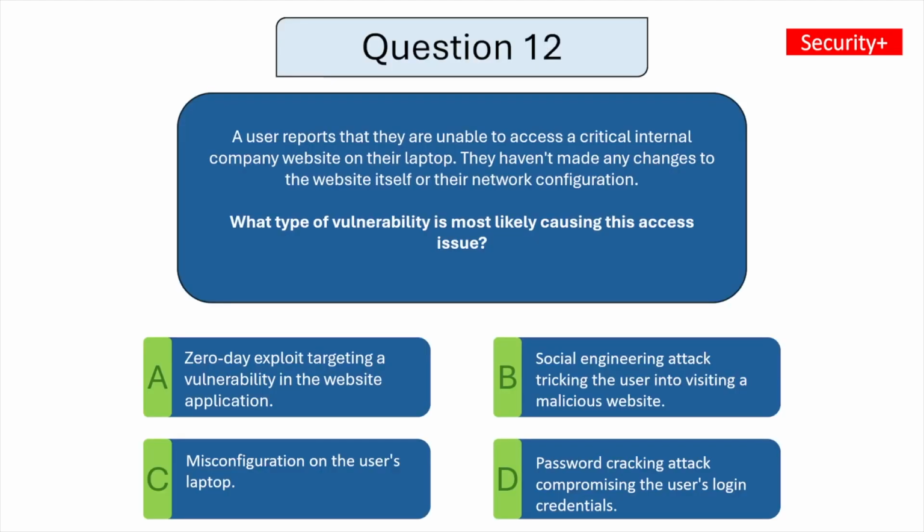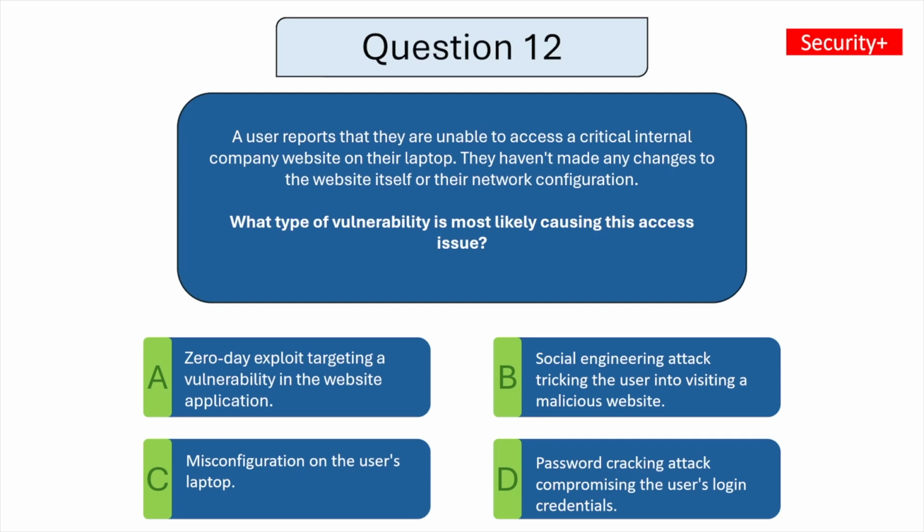Question 12. A user reports that they are unable to access a critical internal company website on their laptop. They haven't made any changes to the website itself or their network configuration. What type of vulnerability is most likely causing this access issue? A. Zero-day exploit targeting a vulnerability in the website application. B. Social engineering attack tricking the user into visiting a malicious site. C. Misconfiguration of the user's laptop. D. Password cracking attack compromising the user's login credentials.